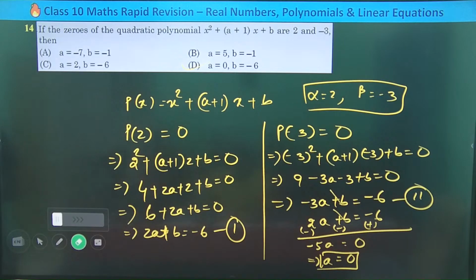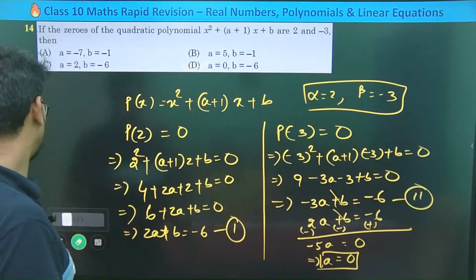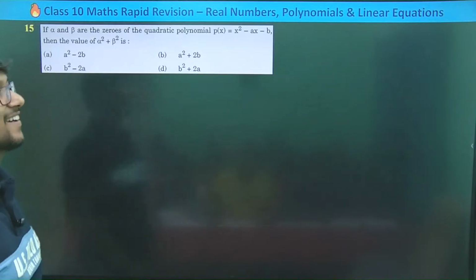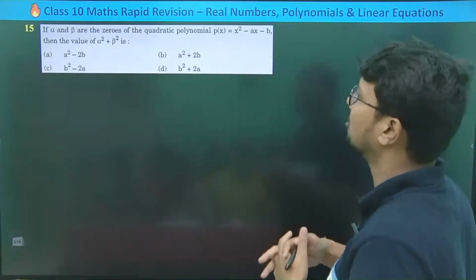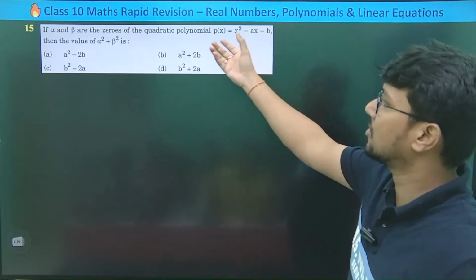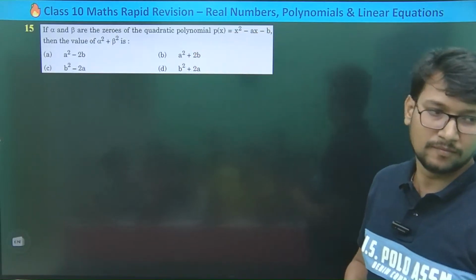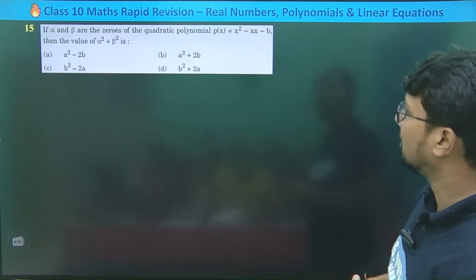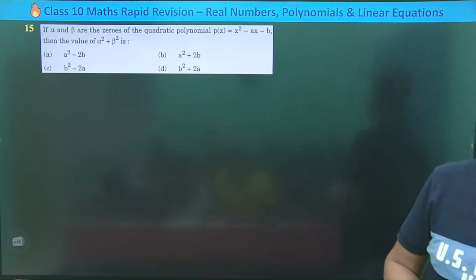Moving to the next question. Okay, public demand is next question. Next question, children: alpha and beta are the zeros of this quadratic polynomial, then the value of alpha square plus beta square is how much? How can you find alpha square plus beta square?